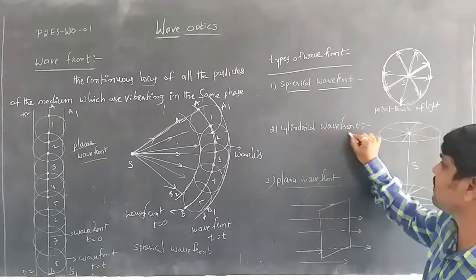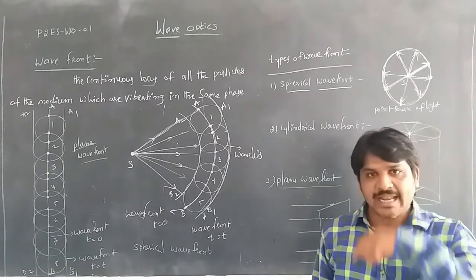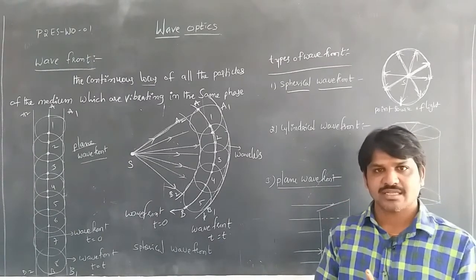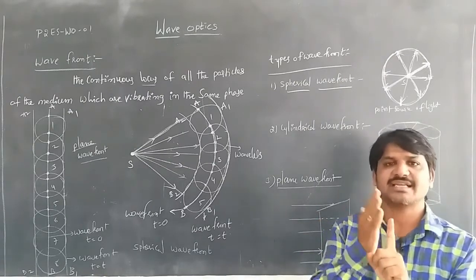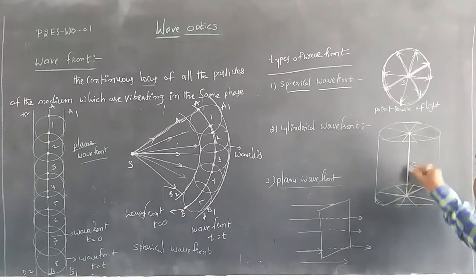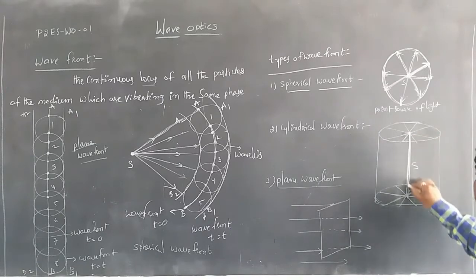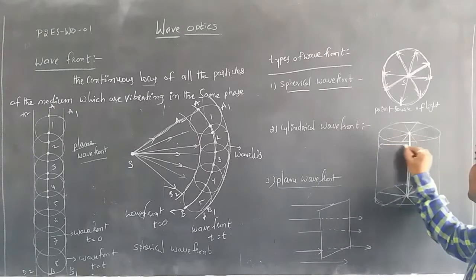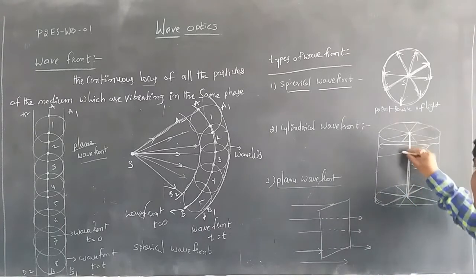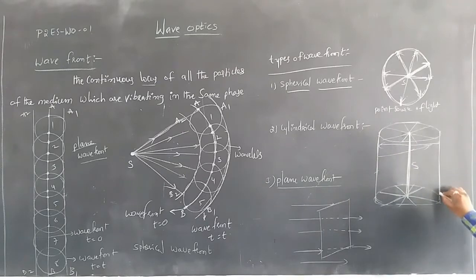And in the case of a cylindrical wavefront, like the tube light at our home, whenever there is a slit and light is passing through the slit, this is the cylindrical wavefront source. Whenever it is vibrating, light can travel from the source in all directions. Then we can say this is the wavefront.